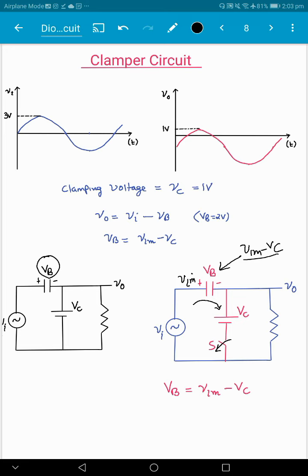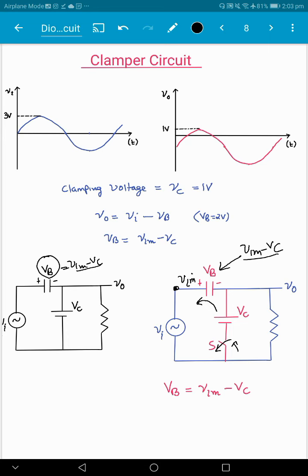We wanted the capacitor to be charged to VIM minus VC, and we have done that. The switch is initially closed, and we allow the capacitor to charge till this node reaches the maximum value. The moment this node falls below VIM, we don't want the capacitor to discharge like this, right? So we open the switch, and then we have achieved our solution.